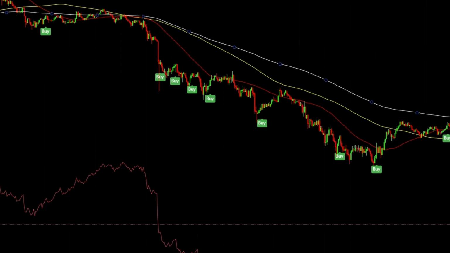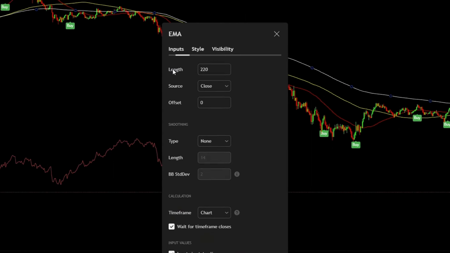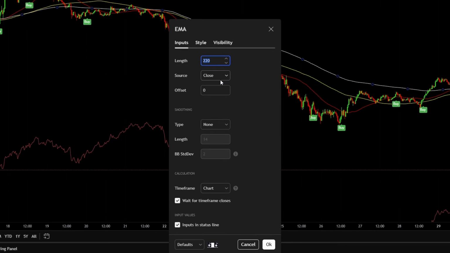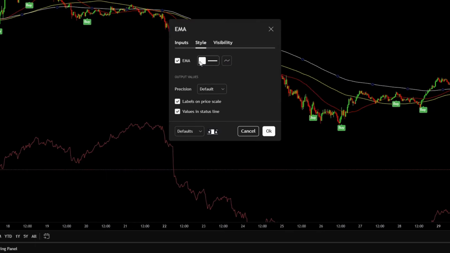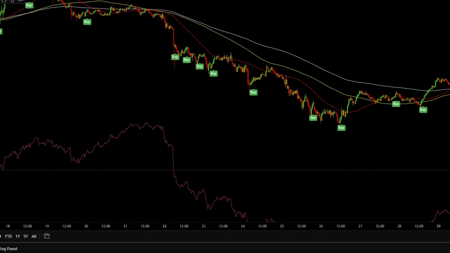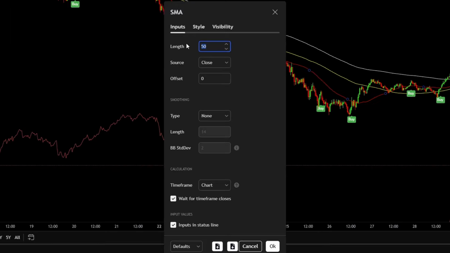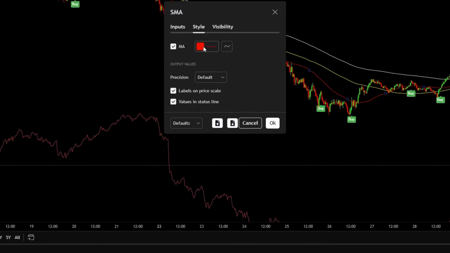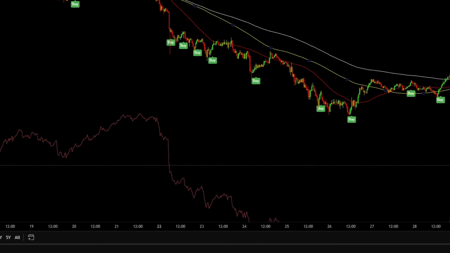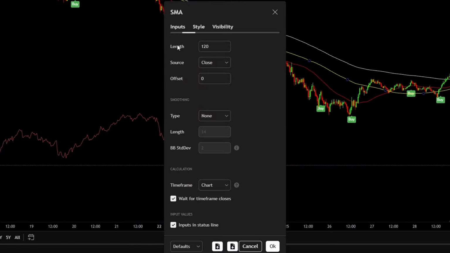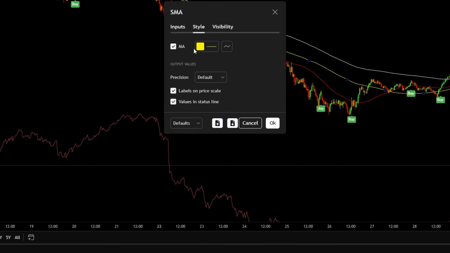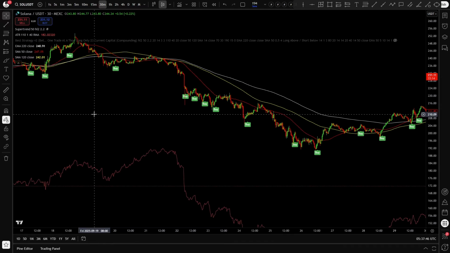Okay, for our trend filter, the exponential moving average, we will use a 220 length, the source is close, and I colored it white. For the first simple moving average, which we use for exit, set a 50 length, and I colored it red. For the second simple moving average, which is the slower moving one, set the length to 120, the source to close, and I colored it yellow. Okay, now we have all of our indicators correctly set up on the chart.